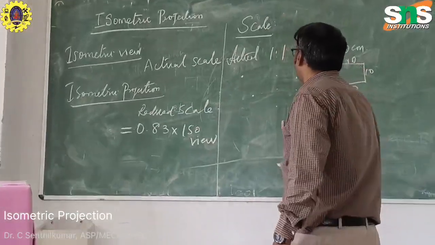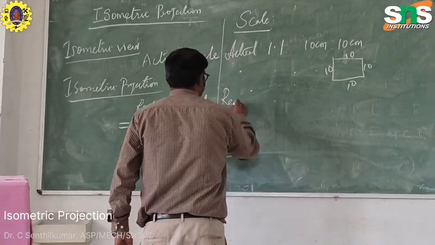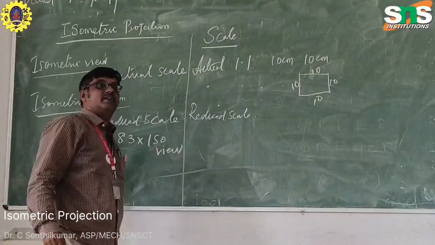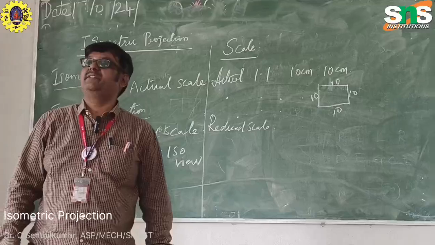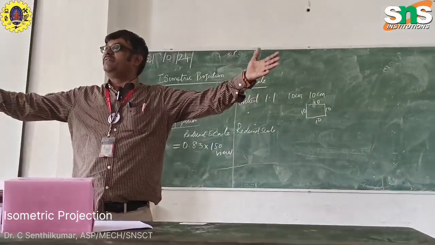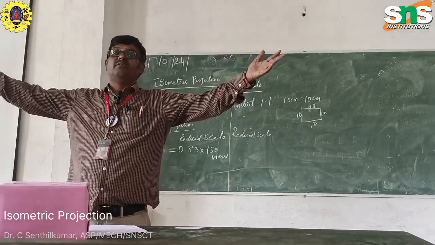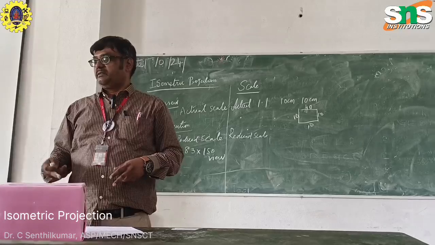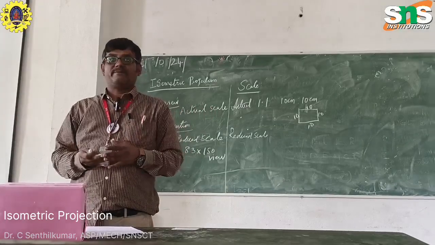Let me go for the reduced scale. The application of reduced scale is when they give 500 meters, a huge value, 500 feet, or 500 centimeters, something like that, we cannot draw it in our drawing sheet. At that time we have to reduce it and then draw.